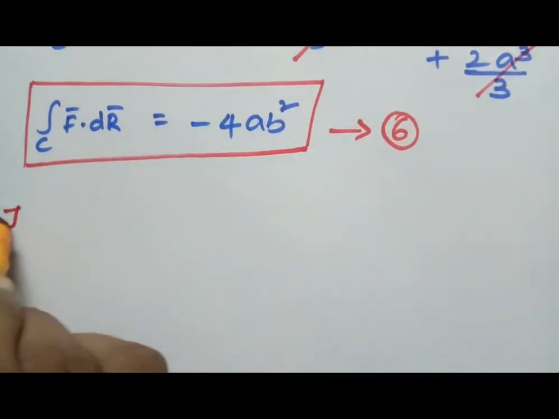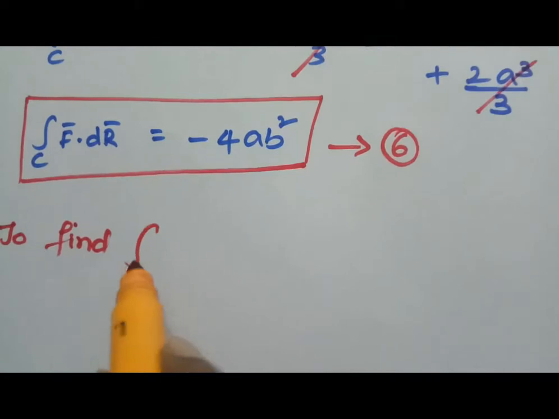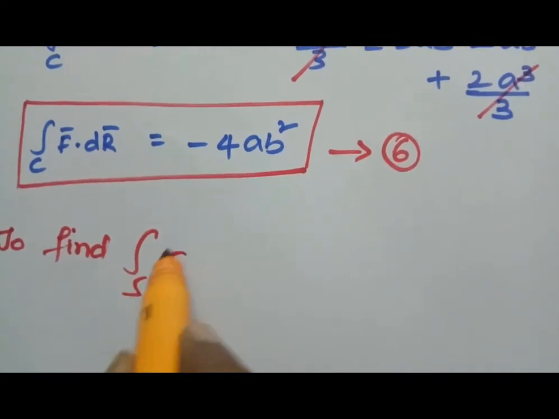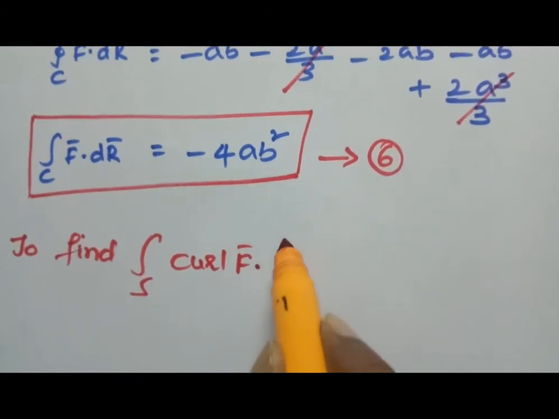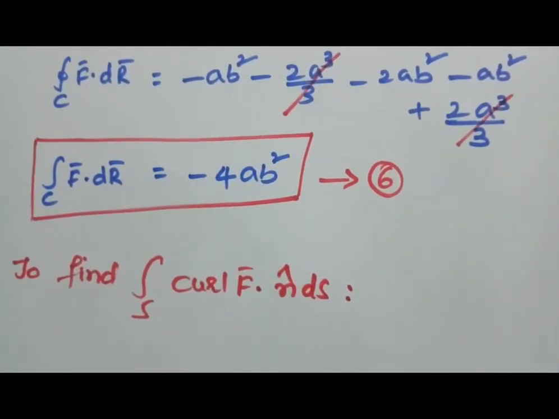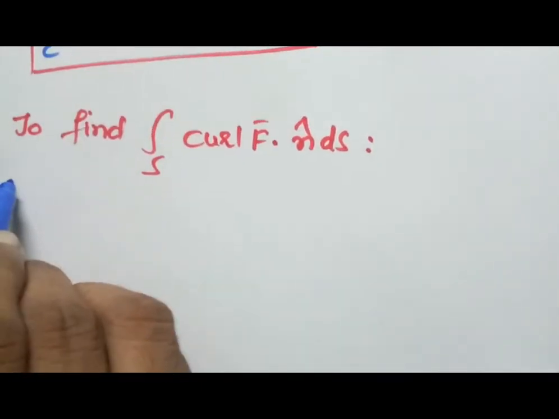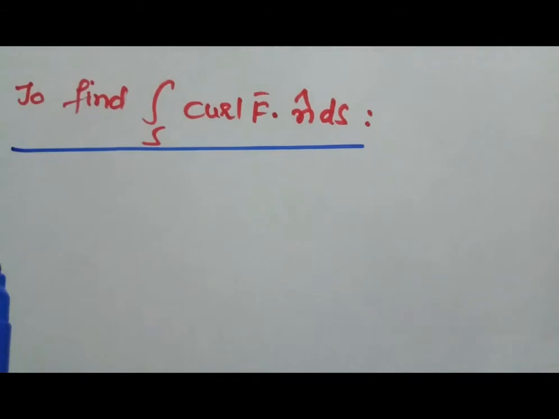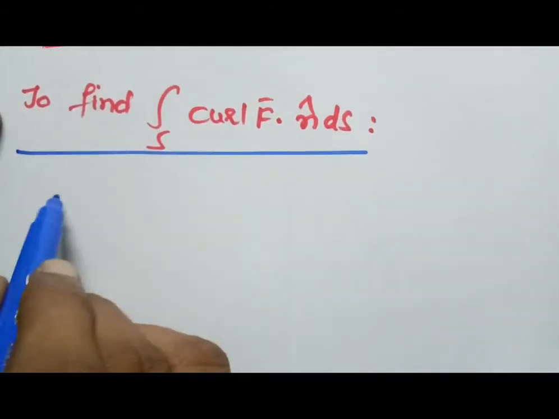Say this is equation number 6. Now to find the surface integration, integral over S of curl f bar dot n cap dS. Therefore this is equal to, now curl F bar, we have to find curl F bar.